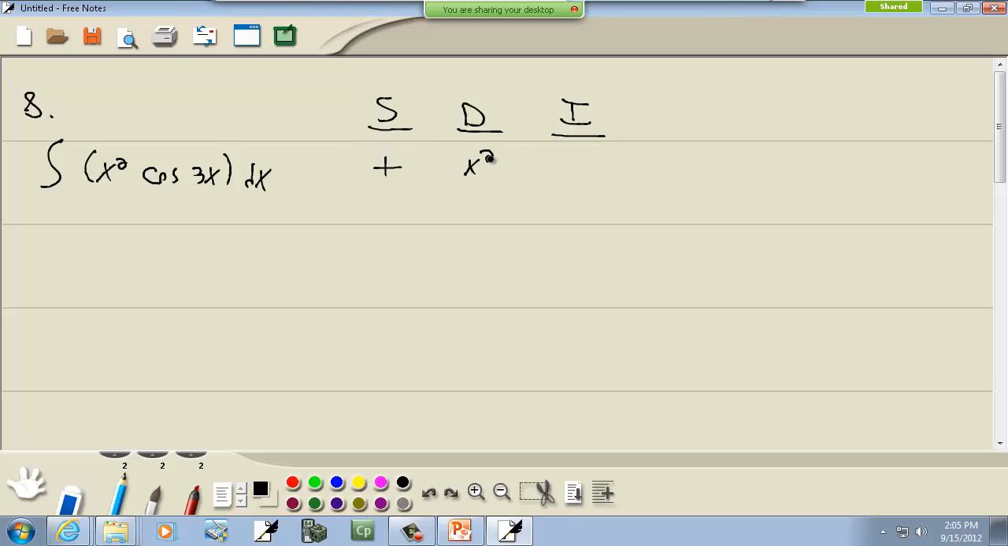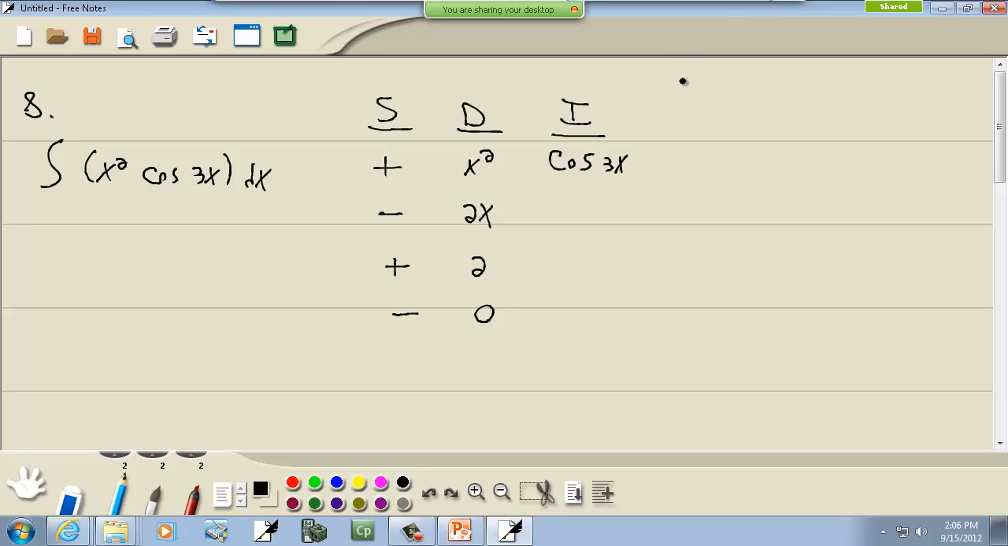This will be our x squared, because when we take the derivative, it keeps dropping away. So that gives us 2x. Derivative of 2x is 2. Derivative of 2 is 0. And this is plus, so this is negative, plus, negative. And we start out with cosine 3x here.